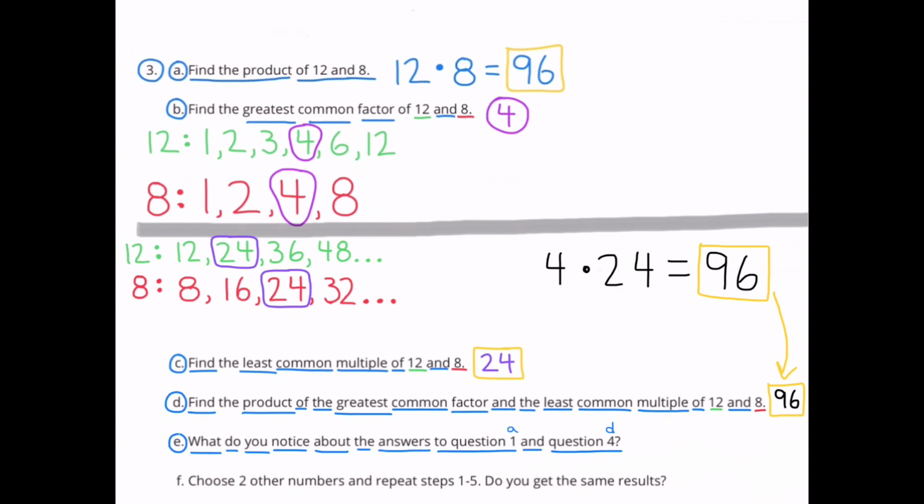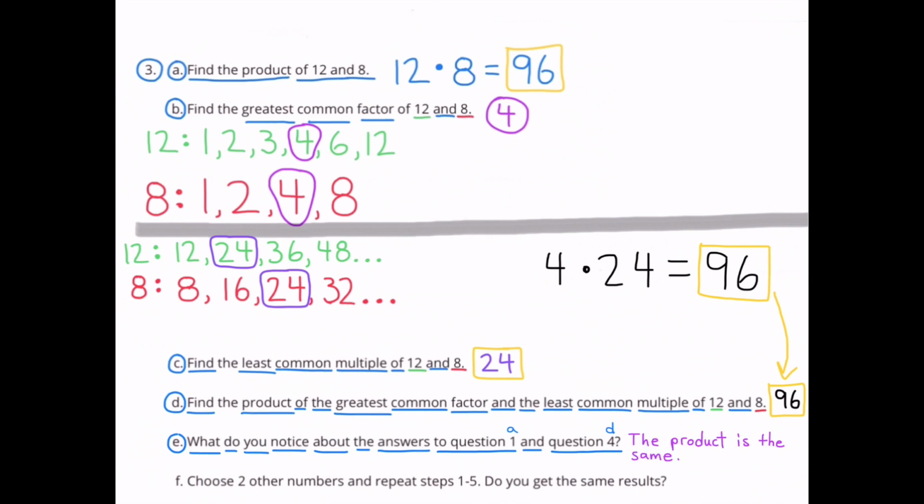E. What do you notice about the answers to question number 1, which was question A, and question number 4, which was question D? The product is the same for both question A and D.